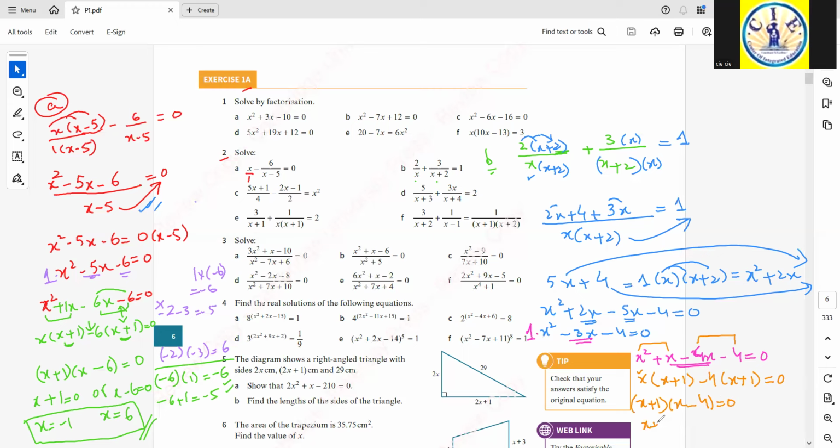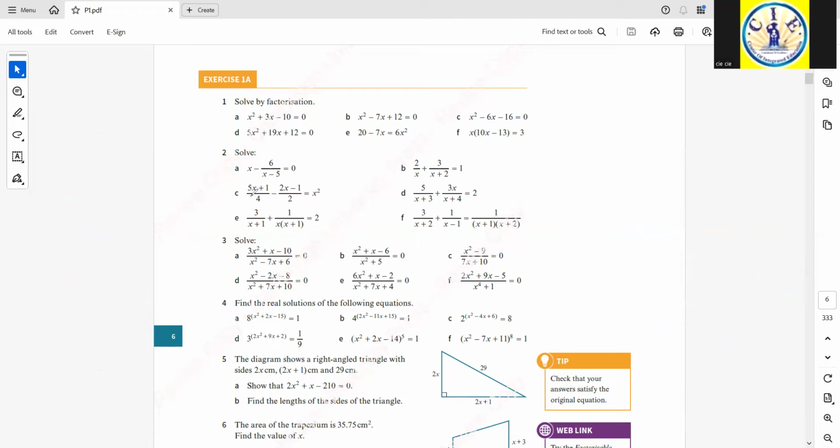So x plus 1 equals 0 or x minus 4 equals 0. So this will give us x equals 4 or x equals negative 1. So these are the values of the variable x. So we are done with parts A and B. Now it's part C.